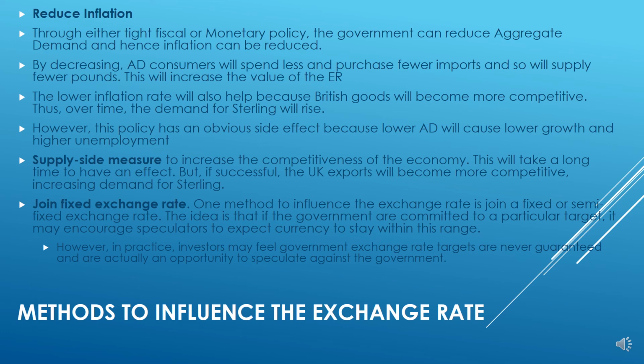The next method is to join fixed exchange rates. So one method to influence the exchange rate is to join a fixed or semi-fixed exchange rate. The idea is that if the government is committed to a particular target, it may encourage speculators to expect the currency to stay within the range. However, in practice, investors may feel government exchange rate targets are never guaranteed and are actually an opportunity to speculate against the government.